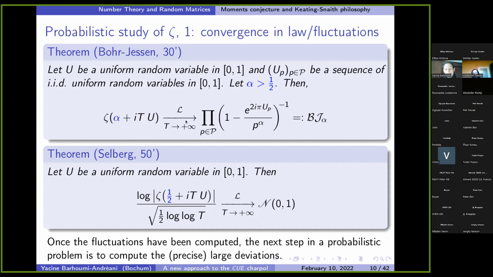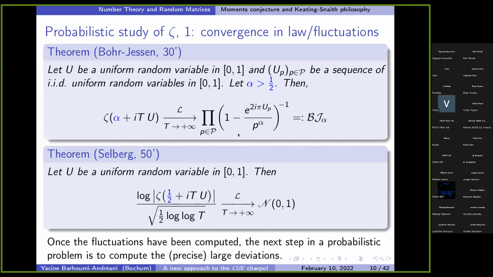The primes in the product, the prime factors in the zeta function product, become independent. And you have to take alpha bigger than 1/2 here, and not alpha bigger than 1. In fact, this product is defined inside the critical strip for reasons of probability, because the variance of this term is finite. So because of the randomness, you win something compared to the non-random zeta function. But so you have a particular distribution, which is called the Bohr-Jessen distribution. This was done by Bohr and Jessen in the 30s. But now this is only for alpha bigger than 1/2.